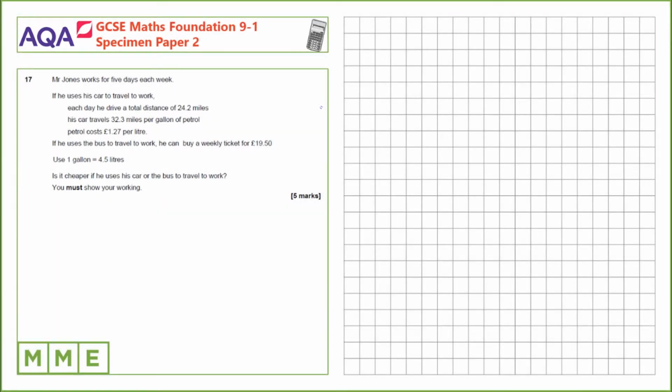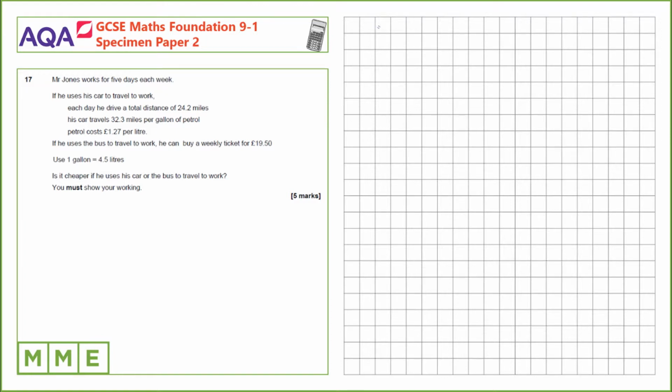Question 17. Mr. Jones works for 5 days each week. He uses his car to travel to work. He drives a total distance of 24.2 miles a day. His car travels 32.3 miles per gallon of petrol. Petrol costs £1.27 per litre. And if he uses the bus to travel to work, he can get a weekly ticket for £19.50. We have a conversion for gallons to litres, and we need to figure out if it's cheaper to use the car or the bus to travel to work.